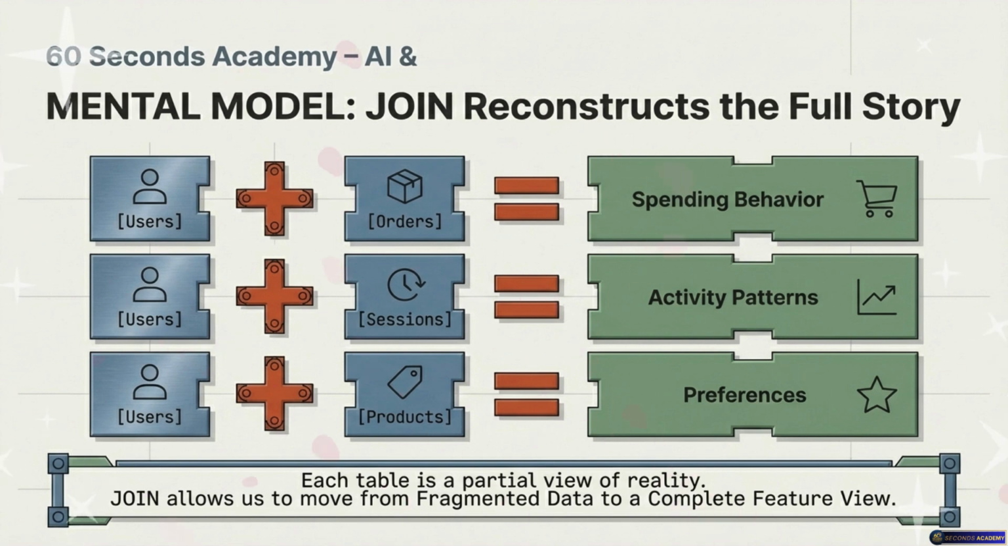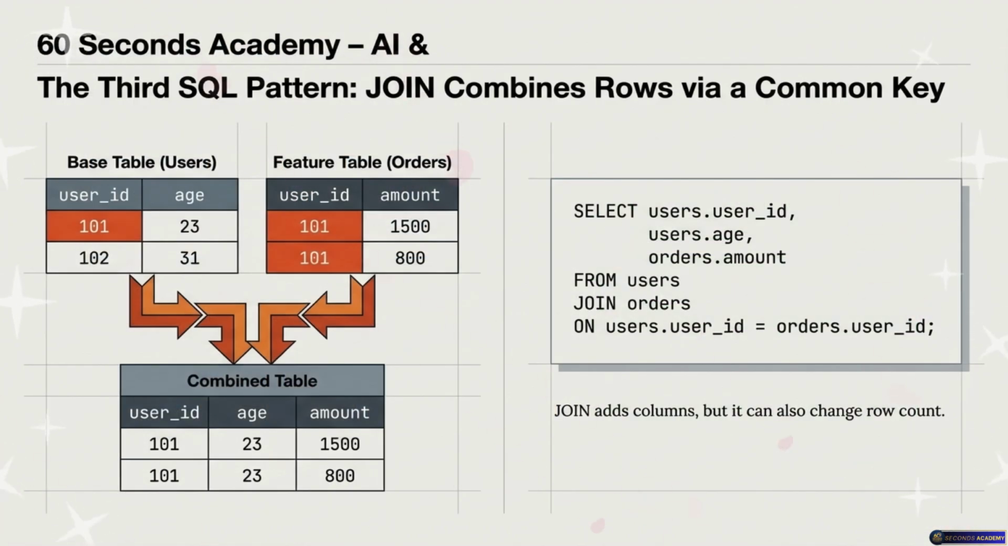So by using a join, you're basically forcing the database to connect these isolated fragments to create what we'd call a complete feature view. Yes. For example, combining the users table and the orders table reveals a user's spending behavior. Combining users and sessions reveals their activity patterns. So visually, from an engineering standpoint, this moves you from a really narrow base table, like maybe just a user ID and an age, to a wide feature table by appending all these new columns.